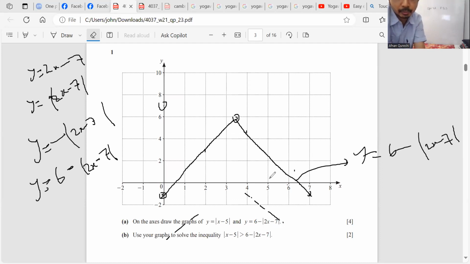This is the previous graph. When x equal to 5, y is 0. When x equal to 6, so 6 minus 5, 1. So it will be here. And when x equal to 7, you actually have 2. So this is how the graph is going to look.